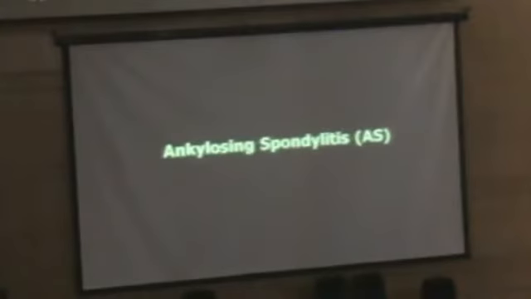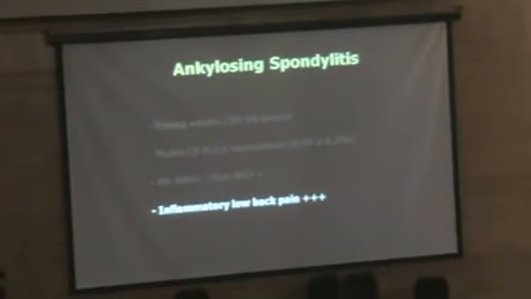Let's start with ankylosing spondylitis. So this affects especially young adults between 20 and 30 years of age, especially males, and this is the proportion compared to females, especially Caucasian people. And up to 98% of subjects affected by ankylosing spondylitis test positive for the HLA-B27 antigen. And the typical clinical feature of such pathology is the inflammatory low back pain.